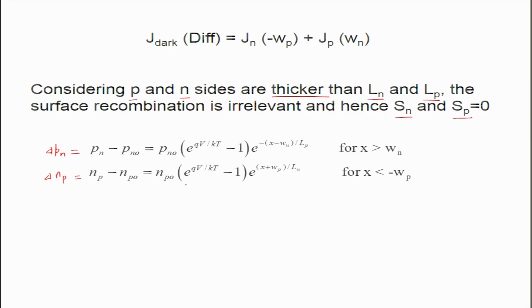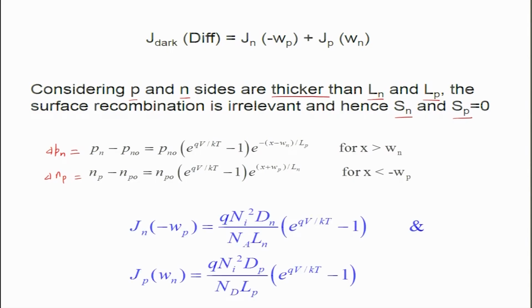So you can see that there is a bias dependence, plus there is some exponential dependence depending upon the junction, which depends upon Wn, Wp and the position at which you want to take the current. From these you can work out what is Jn at minus Wp and Jp at Wn, because they are diffusive currents. So you just have to plug this in.